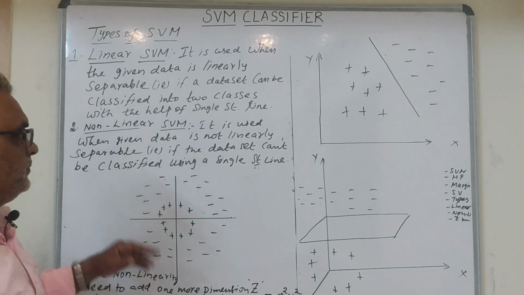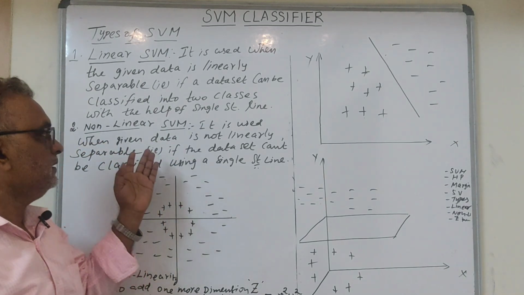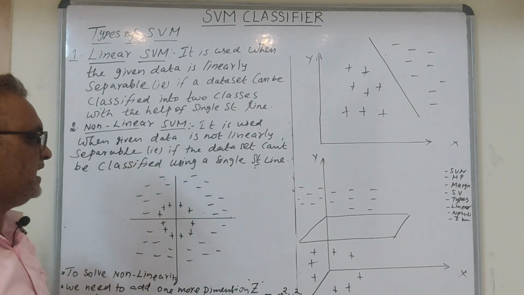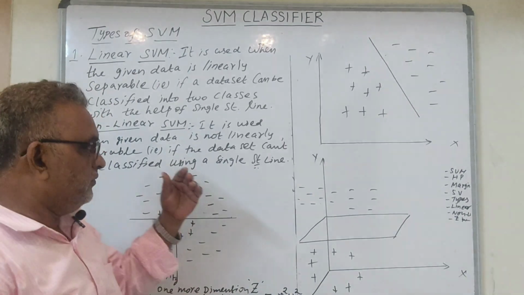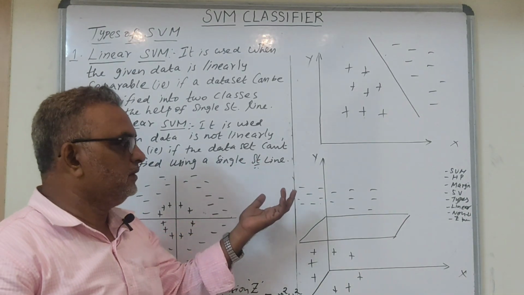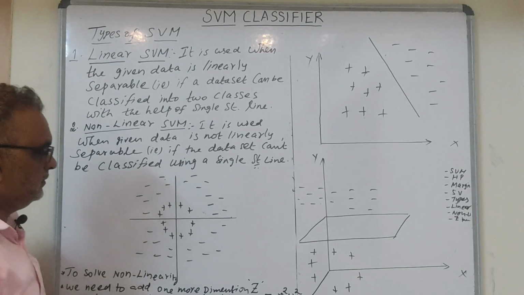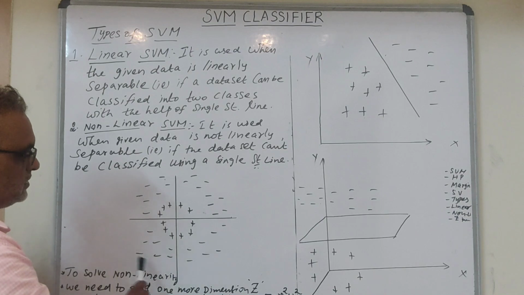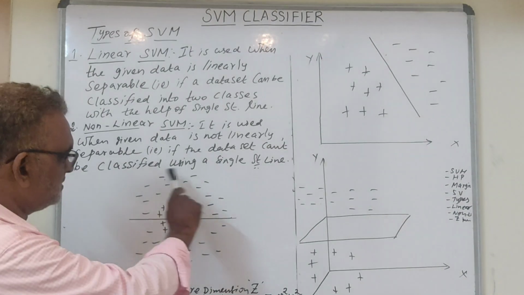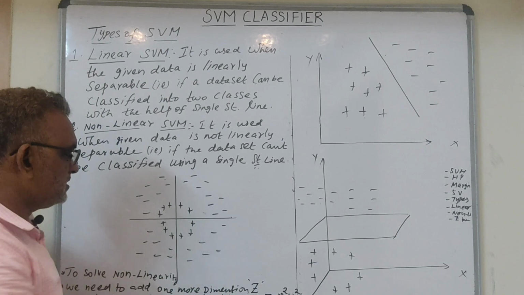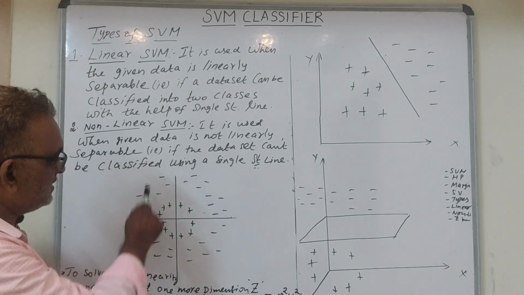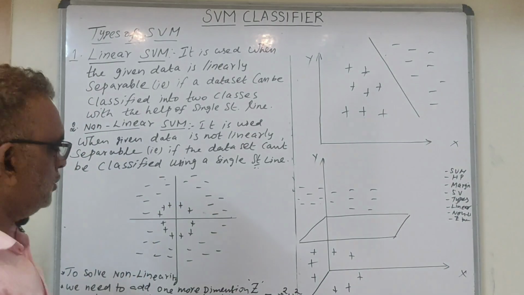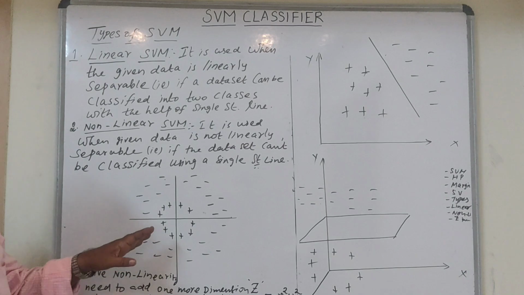Non-linear SVM is used when the given data is not linearly separable. That is, if the data set can't be classified with the help of a single straight line. For example, consider this graph, in which you have all these plus symbols surrounded by minus symbols. The minus is surrounding, but inside we have the plus. It cannot be separated with the help of any straight line. If you draw any straight line, you cannot separate the plus from minus. This being the case, it is non-linearity.